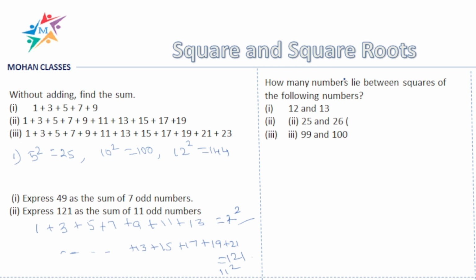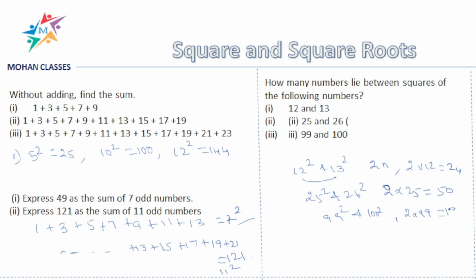So here, how many numbers lie between squares of the following numbers? 12 square and 13 square. 12 and 13 are consecutive numbers, so it is 2n. Therefore 2 into 12, 24. Similarly, what about 25 square and 26 square? 2 into 25, 50 will come. Here 99 square and 100 square. 2 into 99, that is 198 will come.